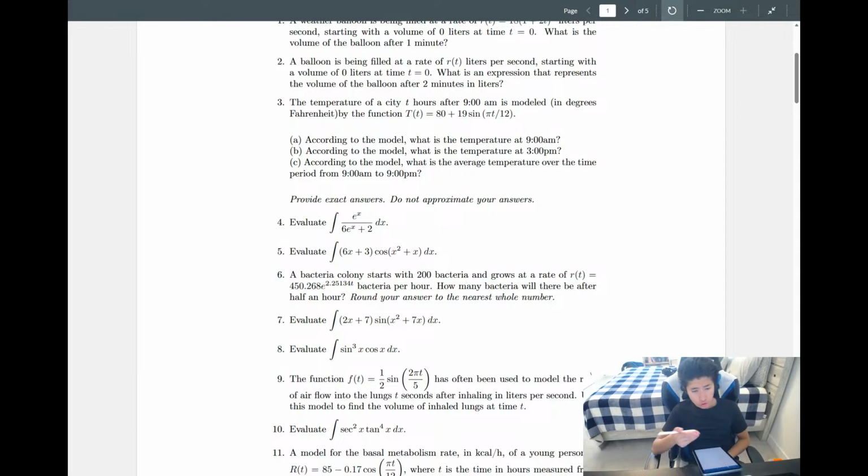Now, does that make intuitive sense? The average temperature over time from 9 a.m. to 9 p.m. is 0. That does not seem right. Let's see. What did? Oh, I'm sorry. No, yeah, no.